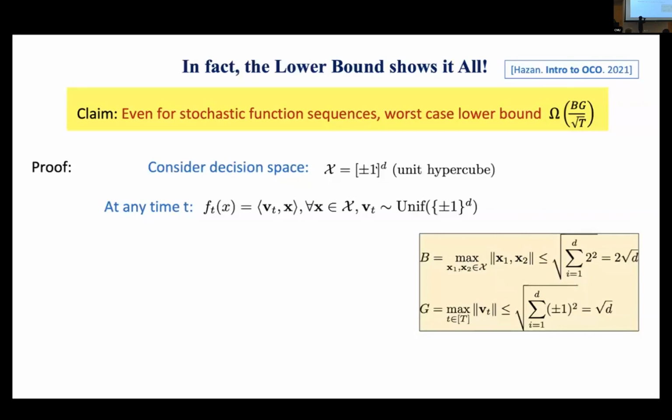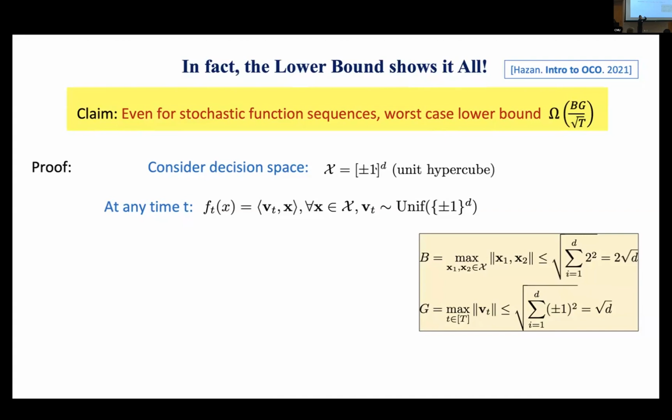Of this lower bound for online sequence of functions. So consider the decision space. Suppose our decision space is essentially any point inside a unit hypercube. So think of the unit hypercube in d dimensions. And at any time t, suppose I construct my function to be some vt.